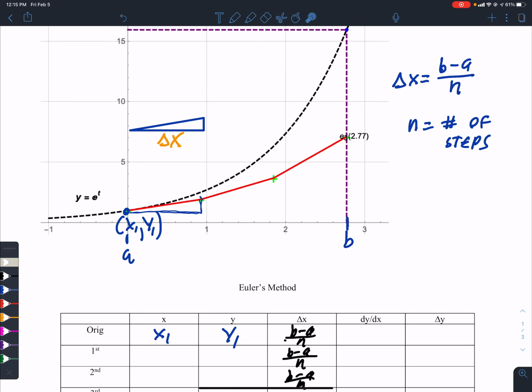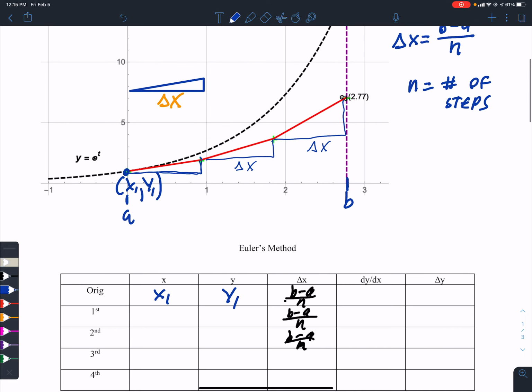And each time we move over the same delta x. So in this one, this would also be delta x. And this one, this would be also delta x. Well, we need to calculate delta y. So I'm going to call this delta x1. No, they're all the same, so I don't have to name them different. But the amount of delta y are going to vary.